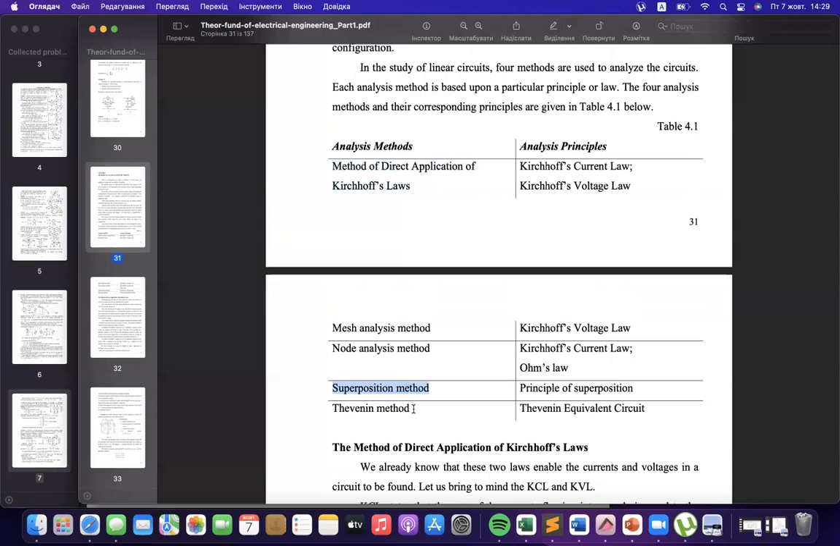All these four other methods make some part of the tasks more simple in mathematical calculation. The main idea is to decrease the number of equations that we deal with. Let's see how it works.